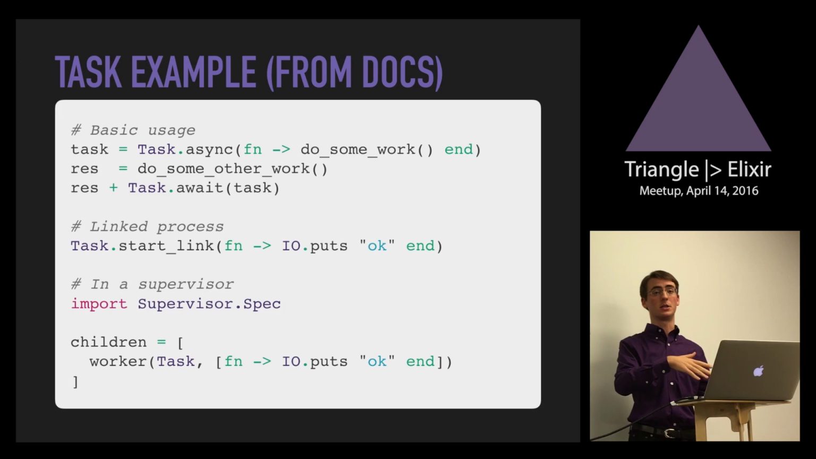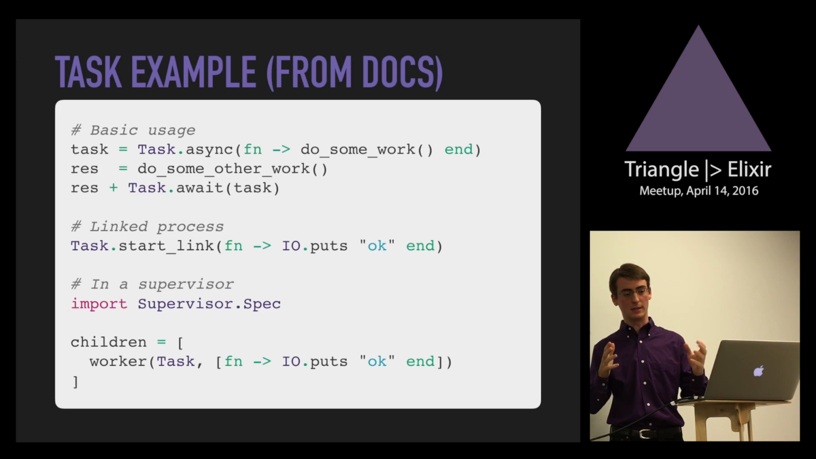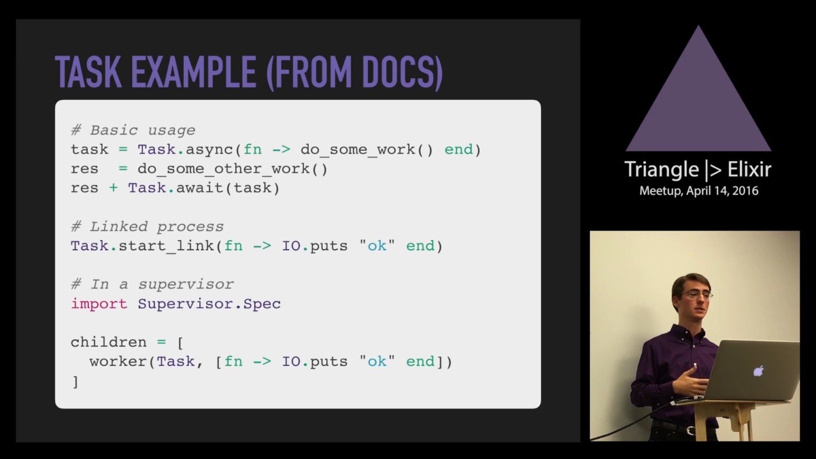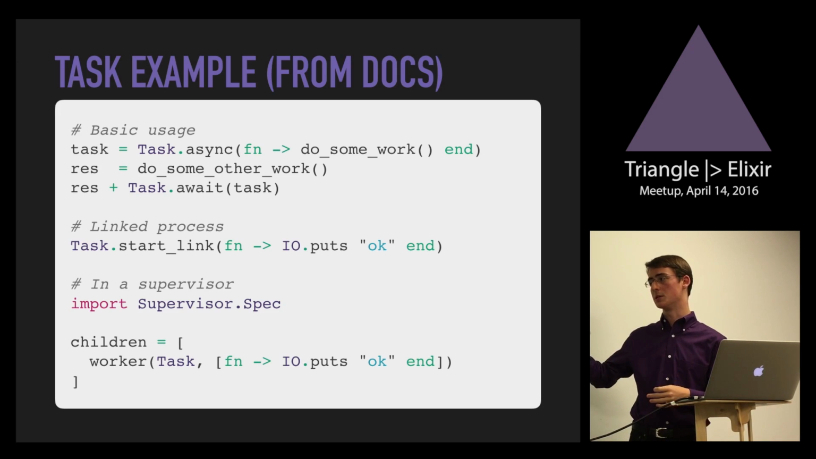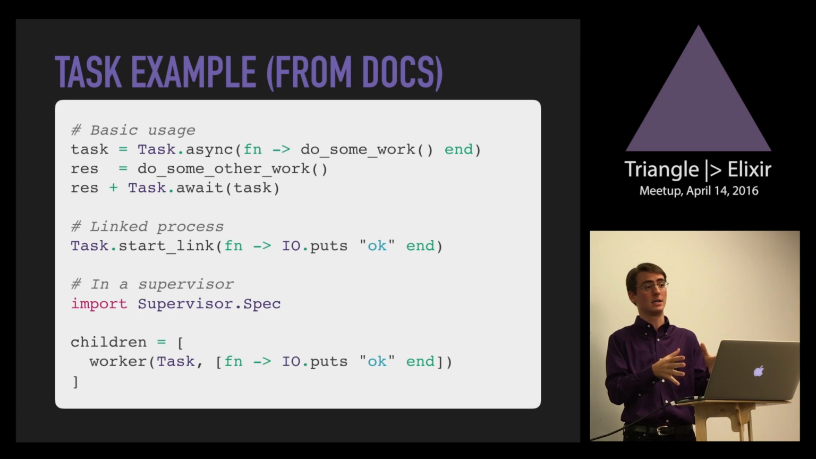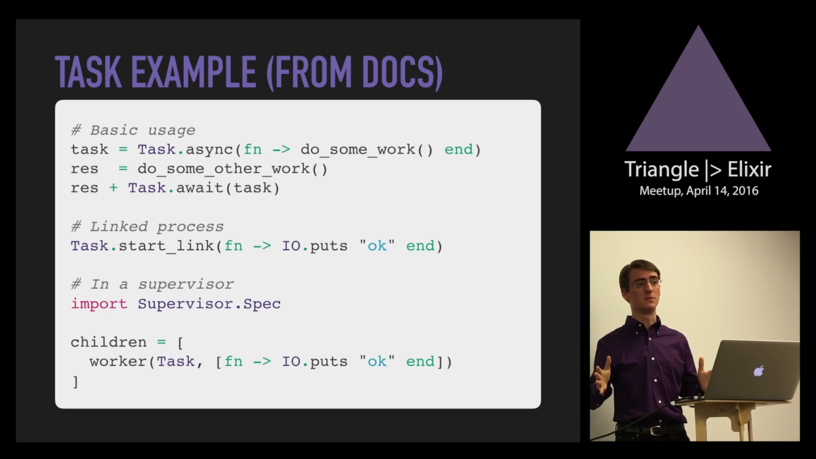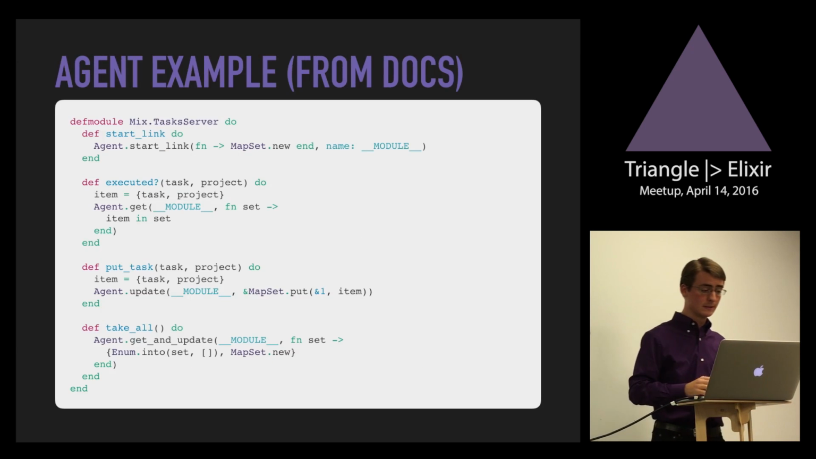It actually links your process, and I'm not going to get into that a whole lot, but essentially you can monitor when the process dies and how to handle it. It also means that if you're on a process and you spawn some work and your parent process dies, that child process dies as well. And you can also put it in the supervisor. But the gist of it is it's for a long-running function.